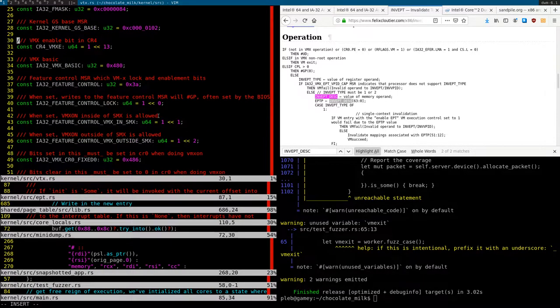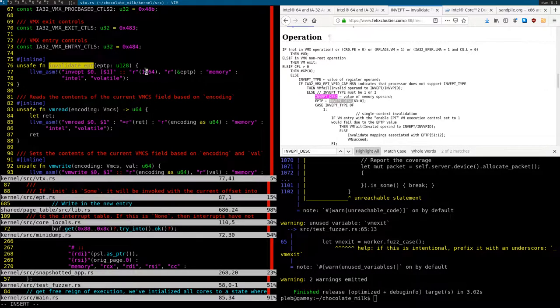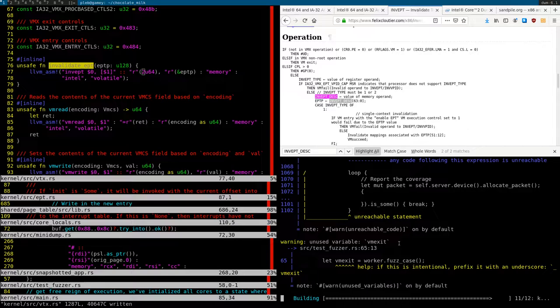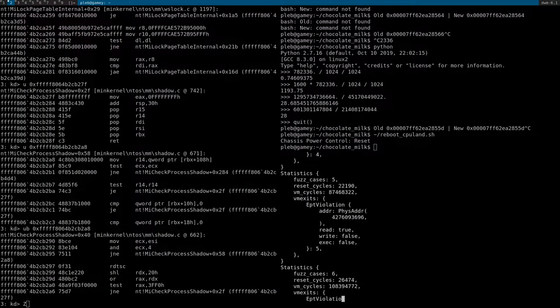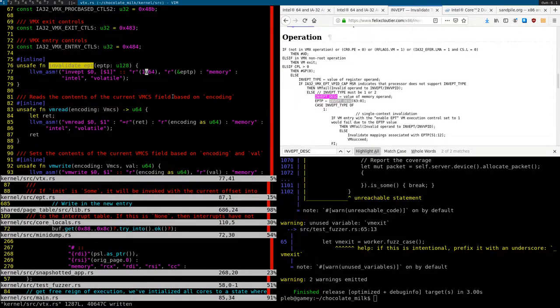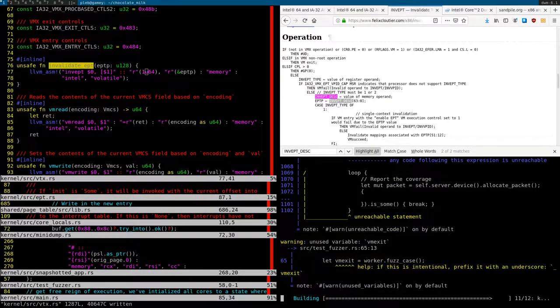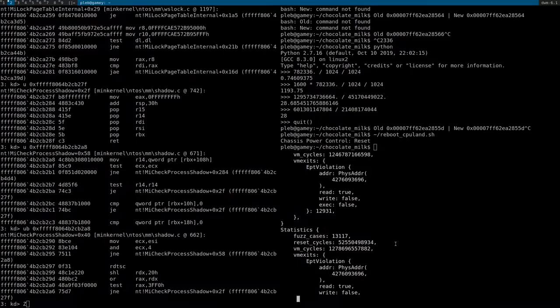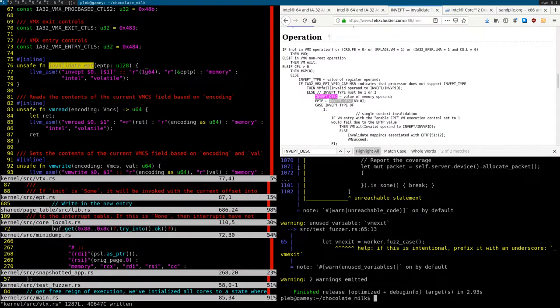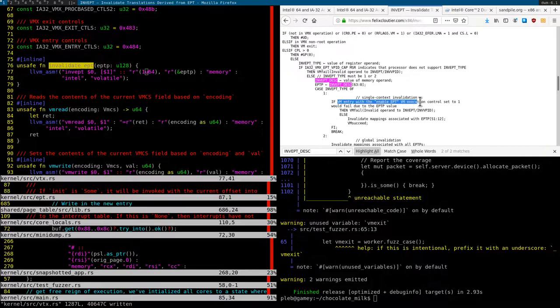Okay. What am I doing wrong here? 2U64, that's the global. And that works. If the VM entry with the enable EPT execution control set to 1 would fail due to the EPTP value, then VM fail.